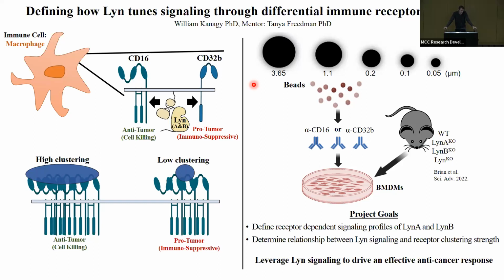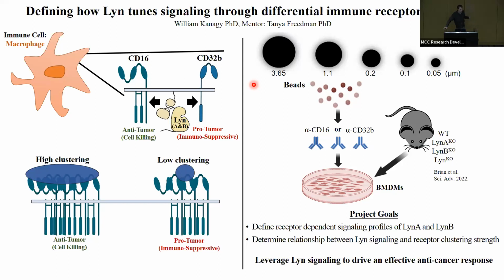The other question is how does the process of immune receptor clustering lead to differential signaling? This is a separate question that's been shown within the field: through cases of high or strong clustering of the immune receptors, you are able to induce an anti-cancer effect. In this example, I'm showing you CD16. Whereas in cases of low receptor clustering, you don't see this anti-cancer effect. Instead, you see a pro-tumor phenotype from the immune cells, from the macrophages. This is the second question that I want to tease out within my work.